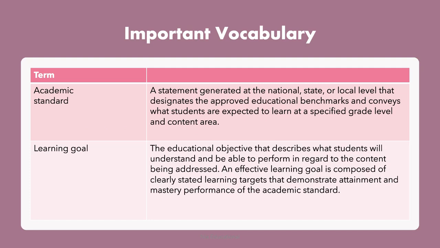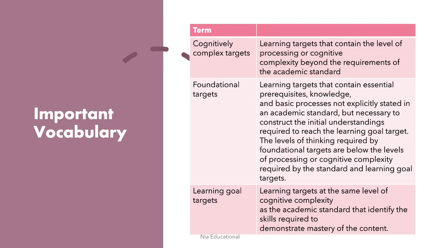Now, a learning goal, that is the educational objective that is going to describe what students will understand and be able to perform in regards to that content that is being addressed. An effective learning goal is going to be composed of clearly stated learning targets that demonstrate attainment and mastery performance of that academic standard. All right, so a few other terms that we want to discuss.